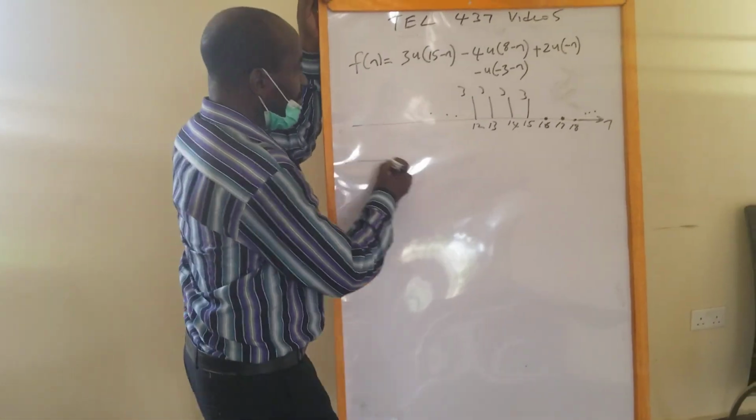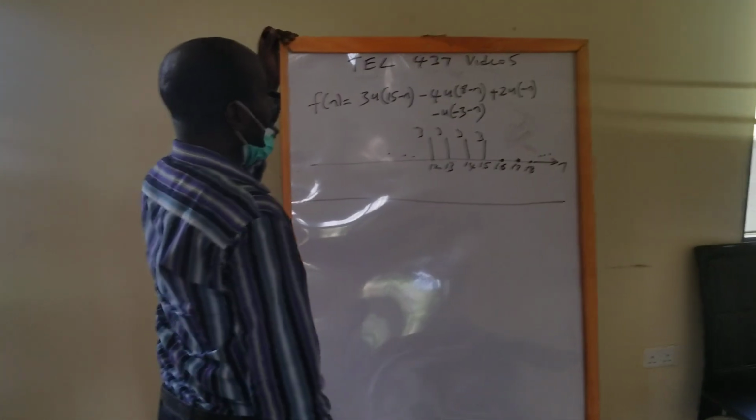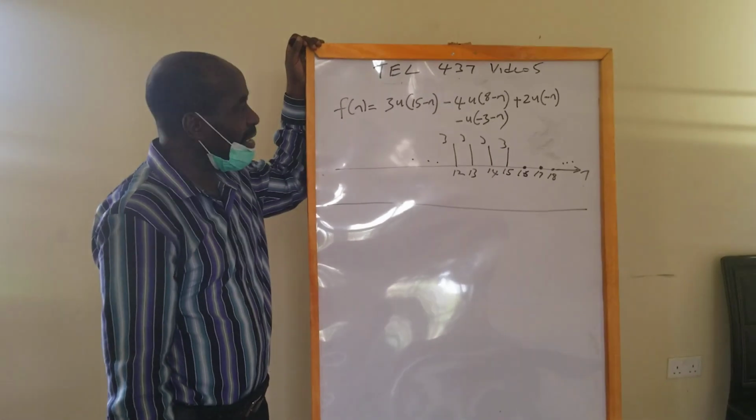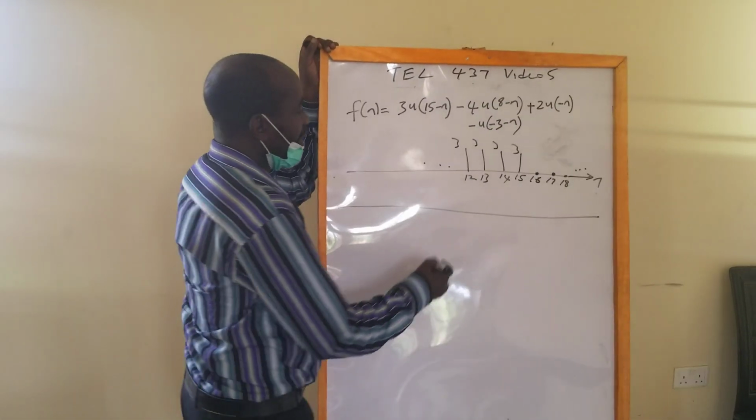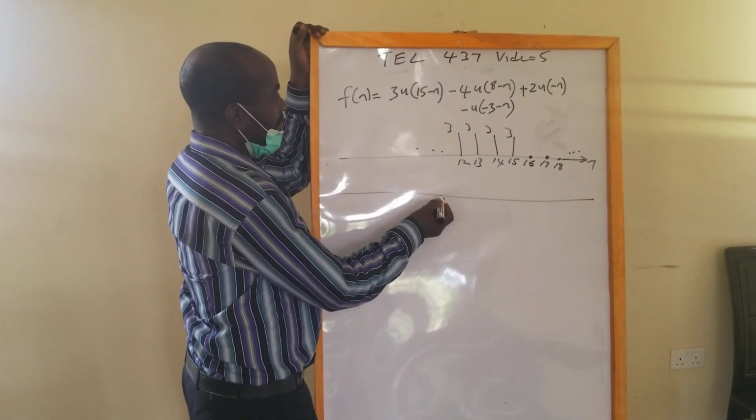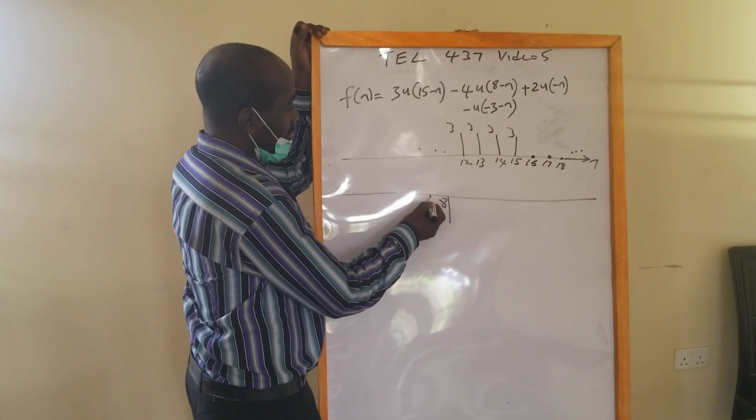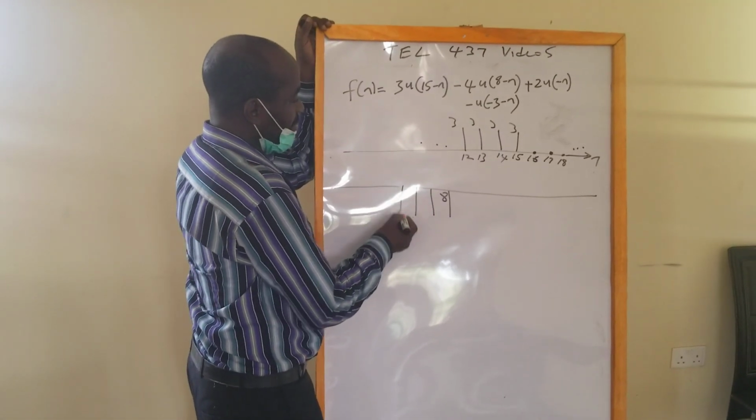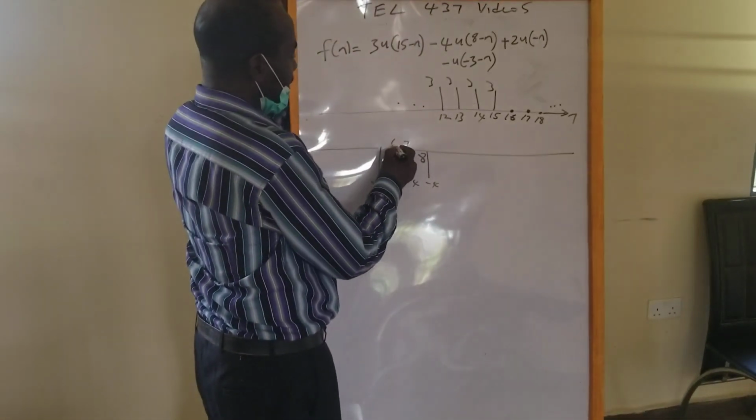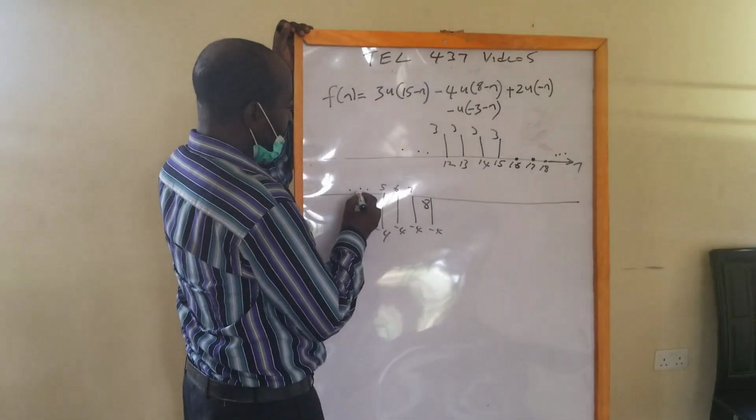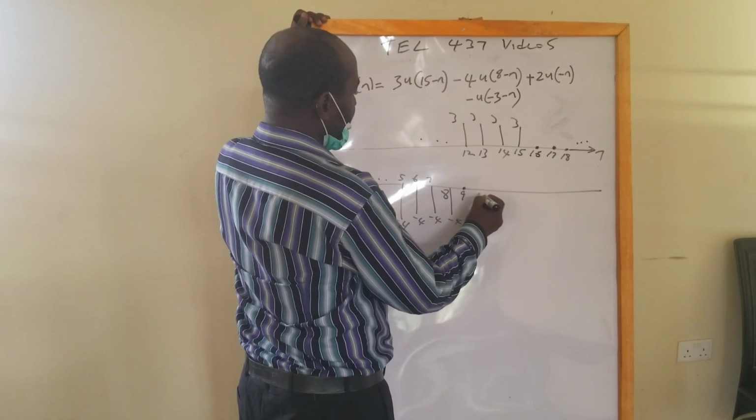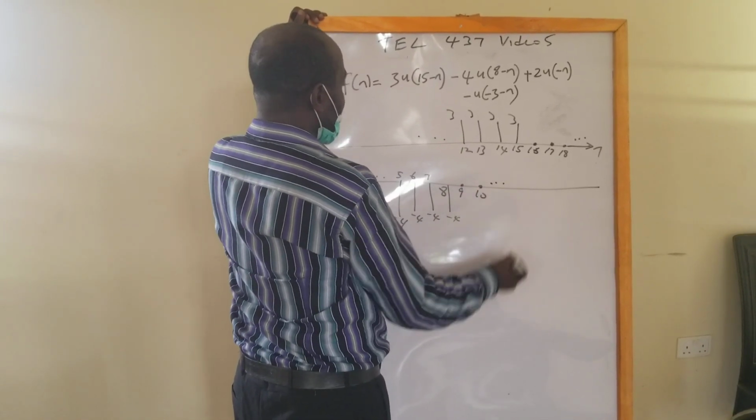So the next one, that's minus 4u of 8 minus n. 8 minus n, set it to 0. We have n equals 8. That means switching will take place at 8. And then I'm going to have minus 4, minus 4, minus 4, minus 4, minus 4, minus 4. This will be 7, 6, 5. That trend will continue like that. Then at 9, I'm going to have 0. At 10, I'm going to have 0. That trend will continue like that.